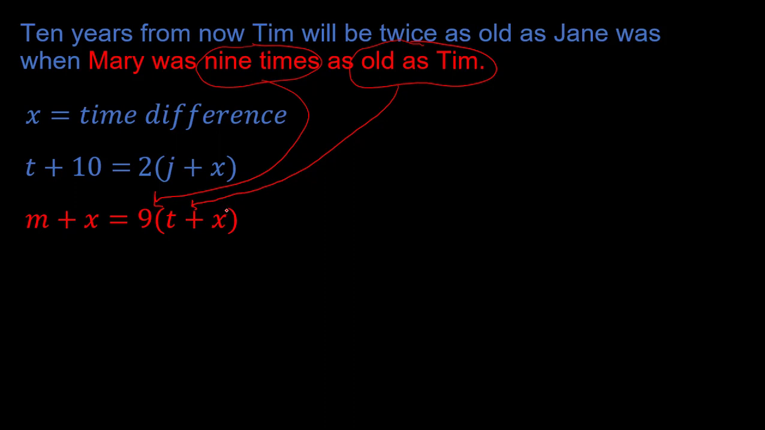So let me just give you sort of an example here. Let's say right now Mary is 19. So we say m equals 19. And let's say Tim equals, let's say 3.